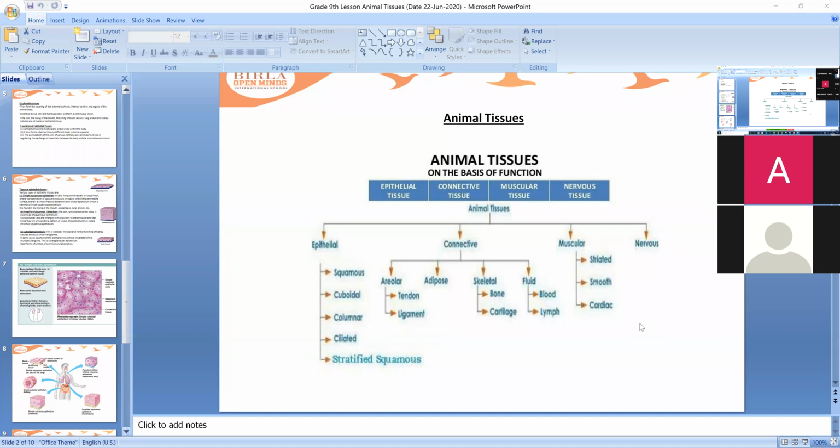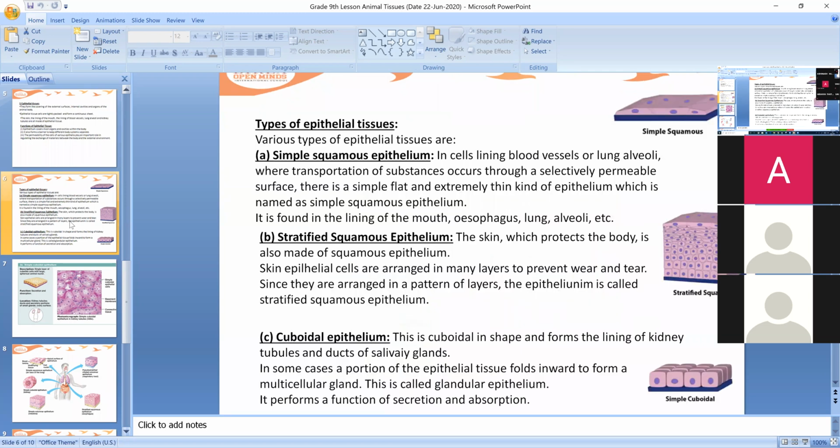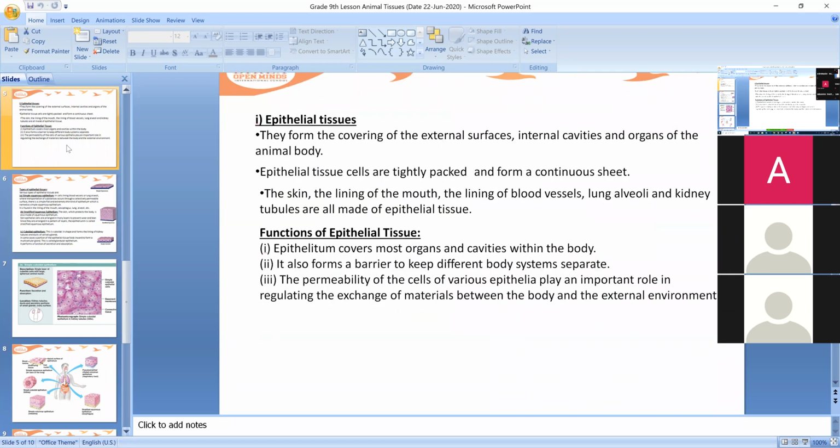So if you see this, animal tissues are divided into epithelial, connective, muscular, and nervous tissue. Here we'll see the epithelial tissue. They form the covering of the external surfaces, internal cavities, and organs of the animal body.